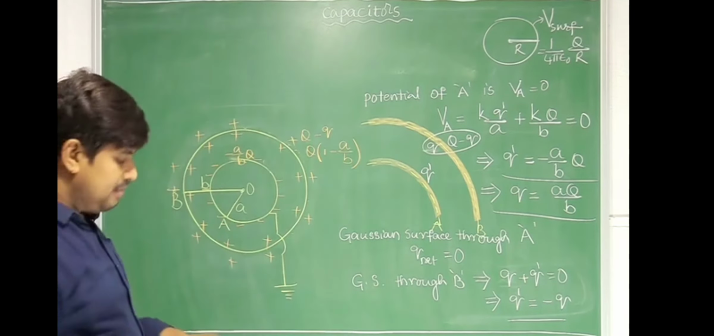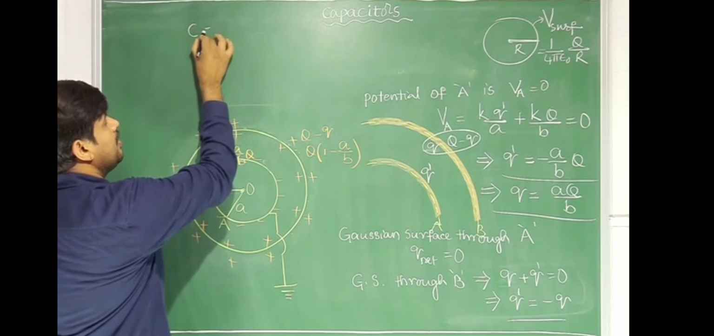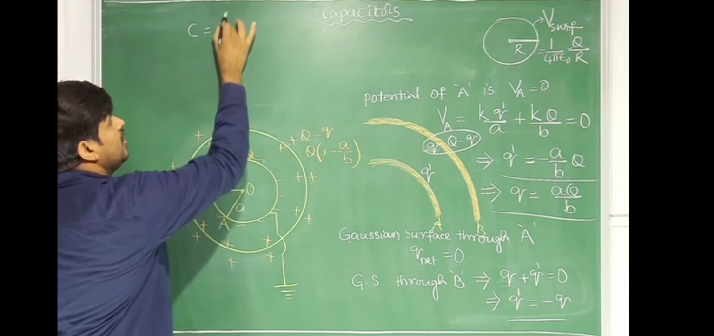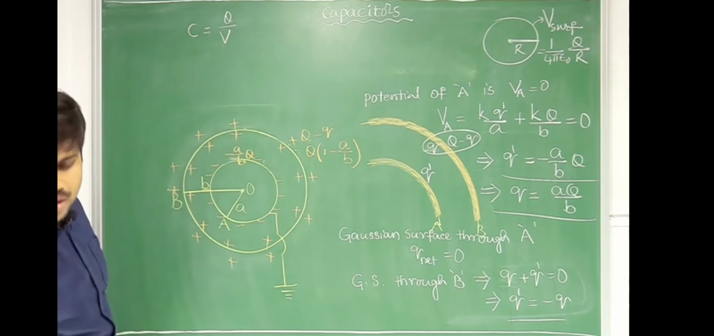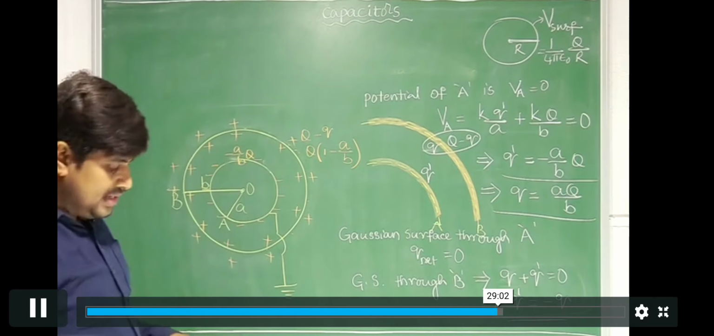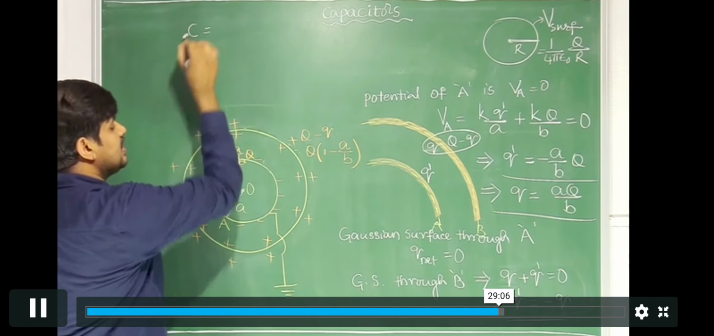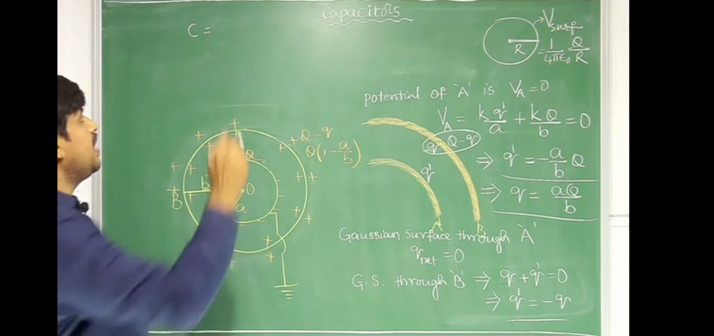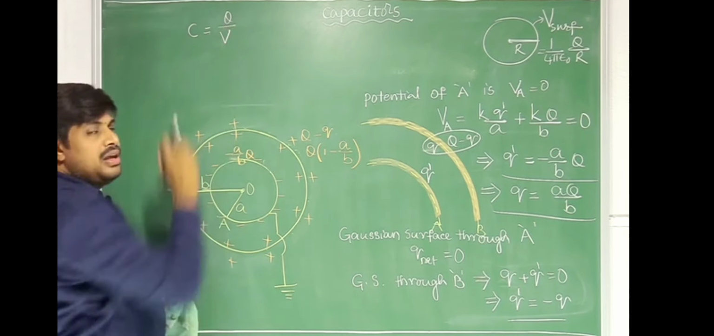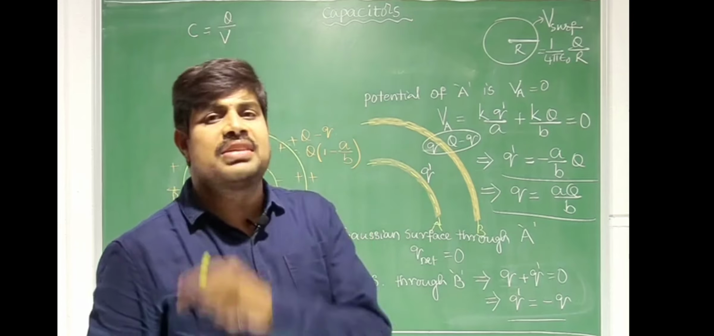Capacitance C, for this arrangement, is equal to Q by V. We usually write Q by V. That is the general formula. Here, what is the meaning of Q? Charge on the high potential inner surface plate.